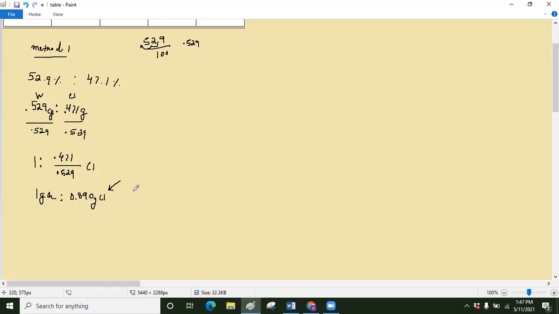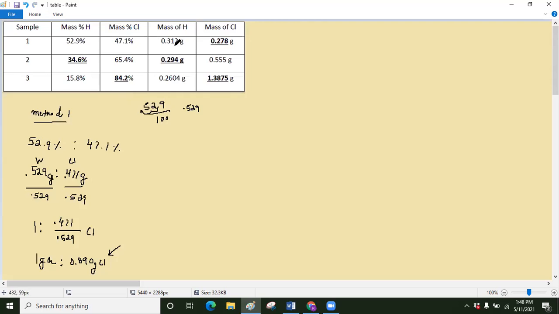I mean, if I told you, okay, if you have, let's say, 8 grams of hydrogen, how much chlorine would you have? This is why we make this conversion factor. If we know how much of one we have in relation to the other, then we can just magnify that proportion on any scale. So really, the question now is, if for every 1 gram of hydrogen I have 0.89 grams of chlorine, and I reduce the amount, if I have 0.312 grams of hydrogen, how much chlorine would I have?